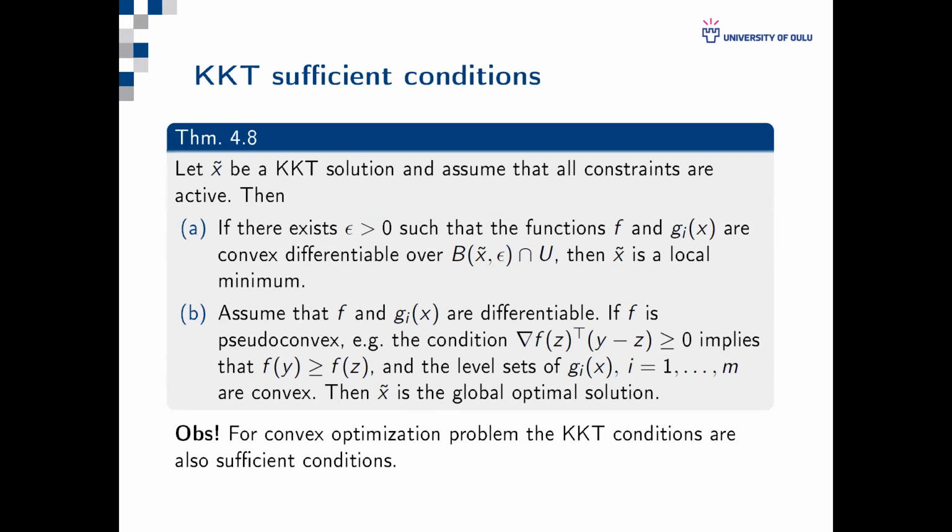So then the converse. Let x tilde be a point which satisfies the Karush-Kuhn-Tucker conditions. And we assume that all constraints are active. Then if f and g_i are convex and differentiable in the neighborhood of this point x tilde, then x tilde is a local minimum. And of course, if f and g_i are globally convex, then x tilde is the global minimum.